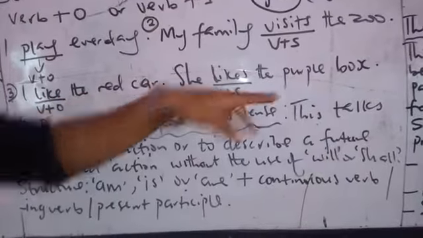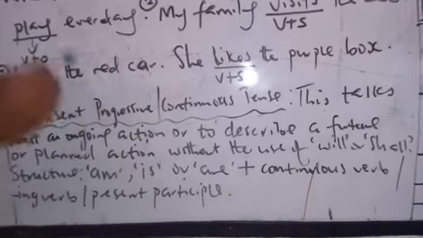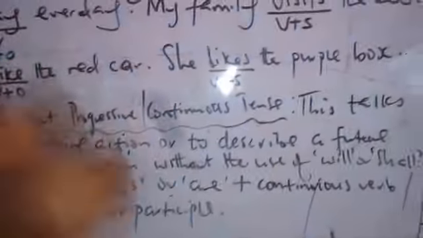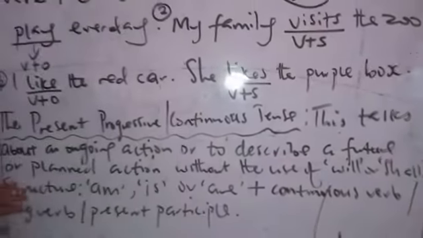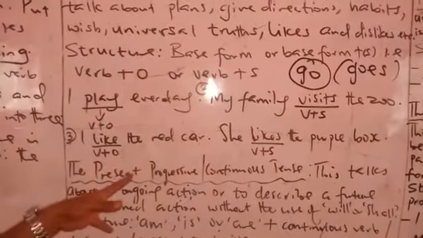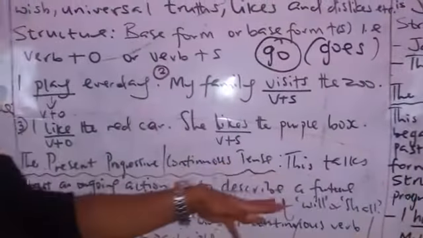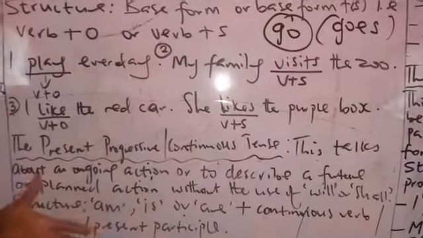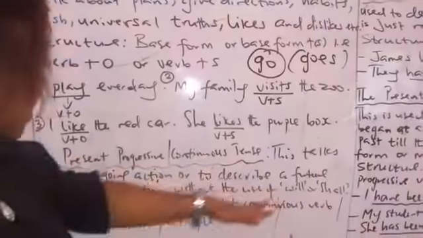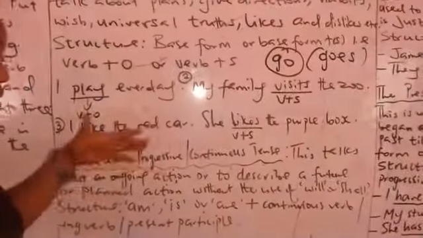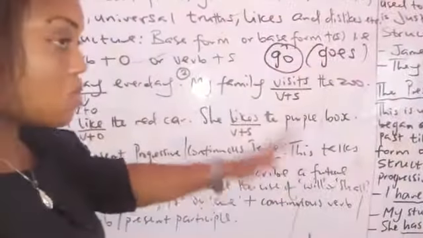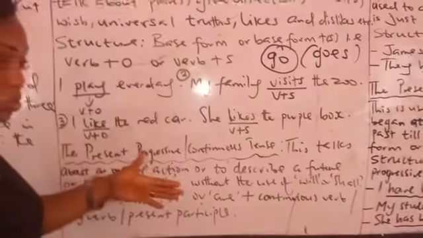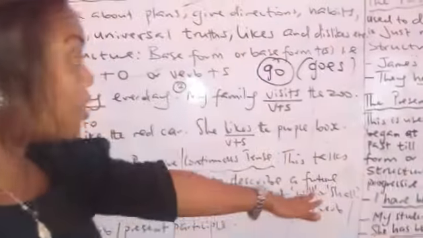Next one is the present progressive or the continuous tense. Present continuous tense. This talks about an ongoing action. The next tense we'll be talking about is the present progressive tense, or same thing as present continuous tense. This talks about an ongoing action. It also describes a future planned action without the use of will or shall. Remember, it talks about an ongoing action, and it can also talk about a future action without the use of will or shall. I'll explain.